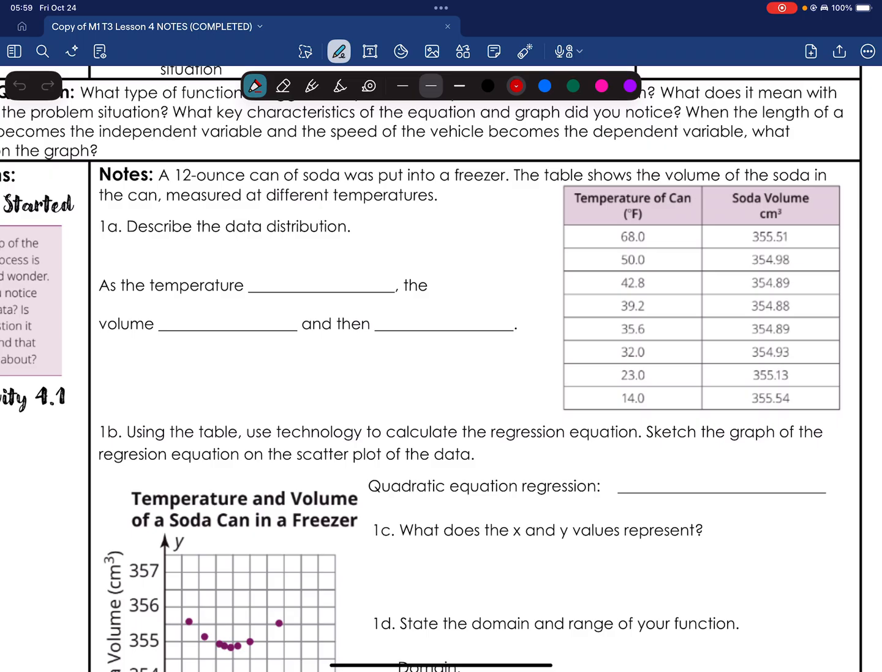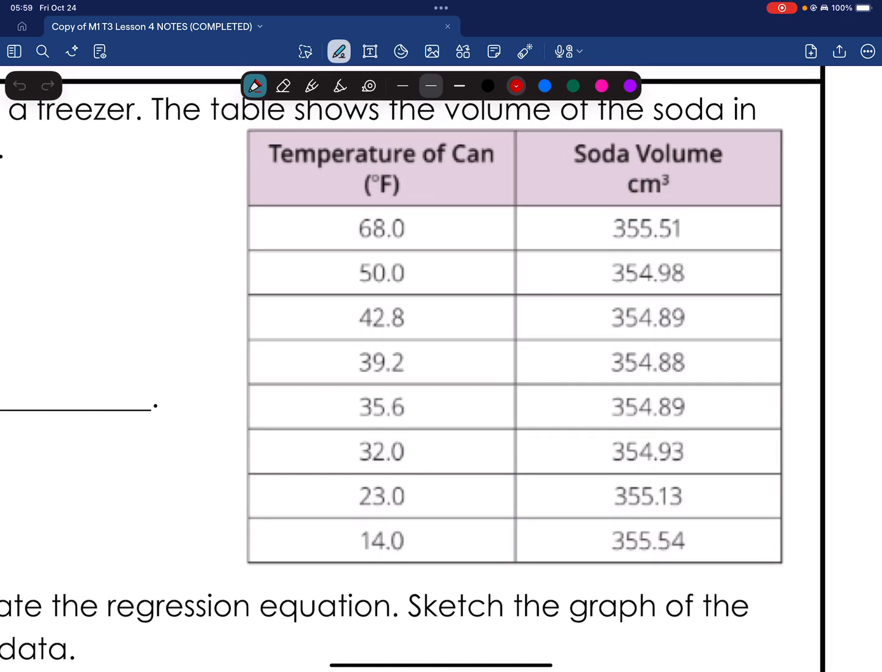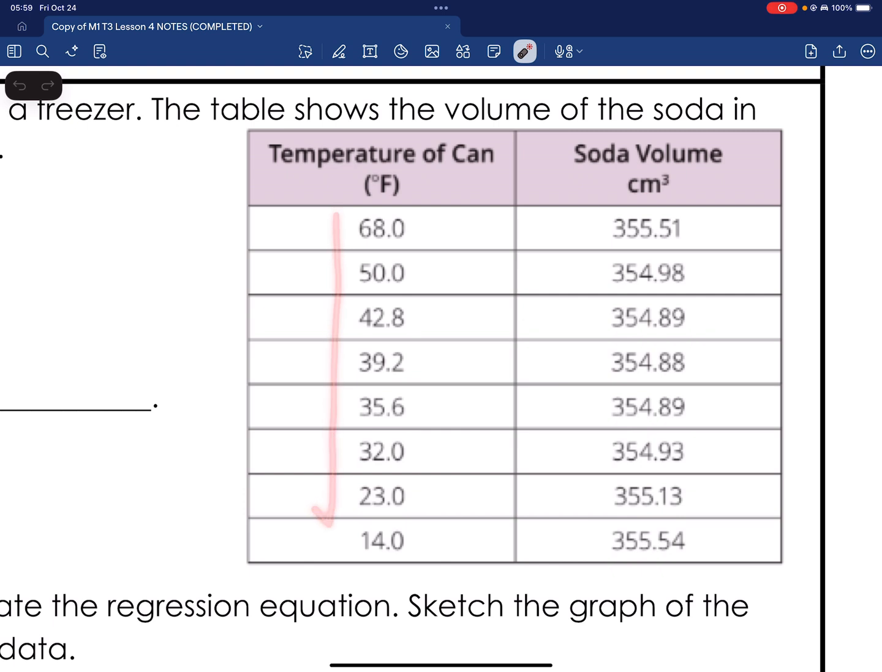So part 1A says describe the data distribution. So we want to fill in the blank. As the temperature blank, the volume blank, and then blanks. So if we look at our table, notice that as we go down like this, our numbers are decreasing. So our temperature is decreasing, okay? When we look at our soda volume, notice that as we go down, we're decreasing. But once we reach this point right here, notice that it starts to go back to increasing.